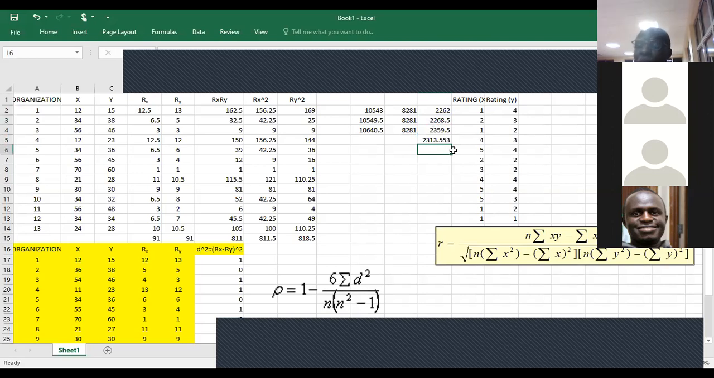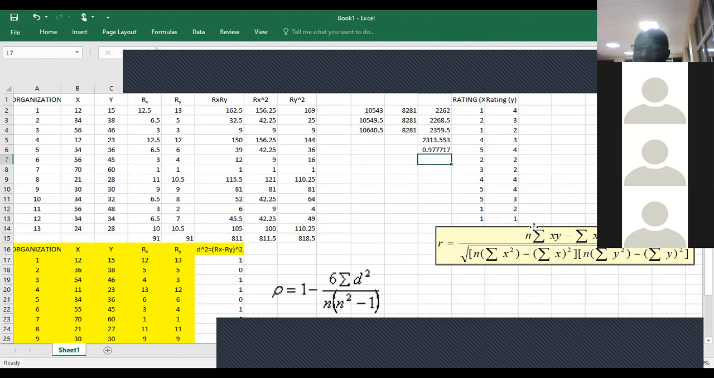That is it. What do I do with that now? The result. Right. I divide the numerator by this, and it gives you 0.98, isn't it? This is what we predicted, that these ranks are very close to each other, positively correlated.